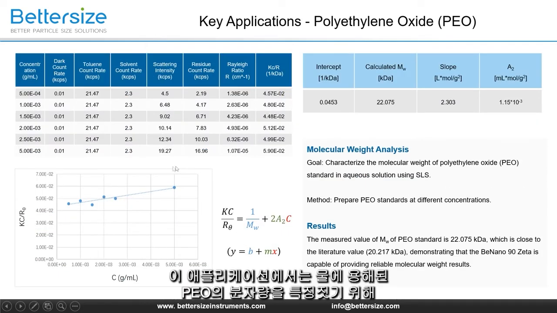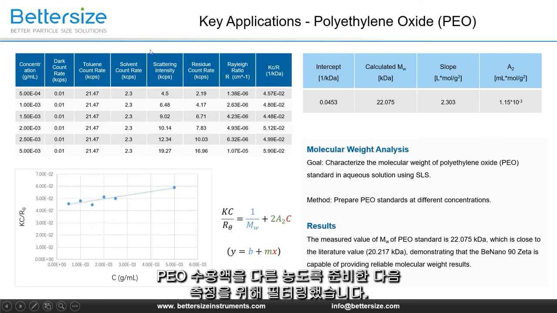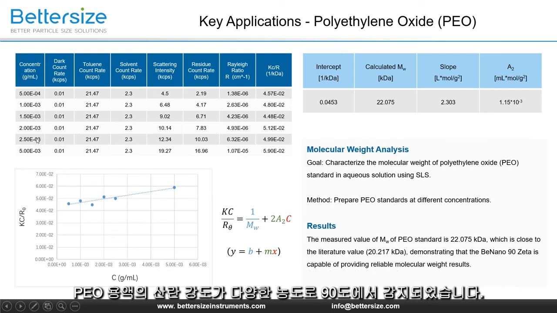In this application, the BeNano 90 Zeta was utilized to characterize the molecular weight of a PEO, polyethylene oxide, dissolved in water using SLS method. PEO aqueous solutions were prepared at different concentrations and then filtered for measurement. The scattering intensity of PEO solutions were detected at 90 degrees with various concentrations.